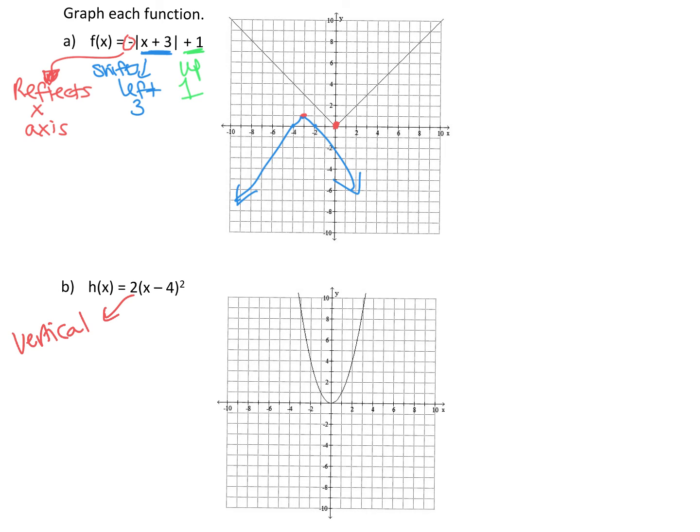What do you think? Vertical stretch or vertical shrink? Stretch, thank you. Okay, it is going to be a vertical stretch. And then the -4 will just take us to the right 4. All right, so I'm going to go ahead and go to the right 4.